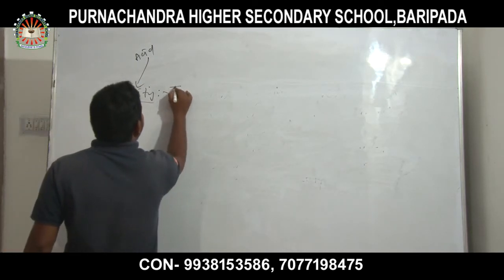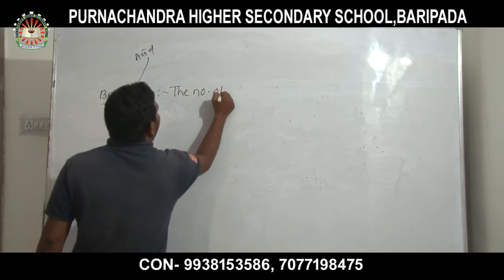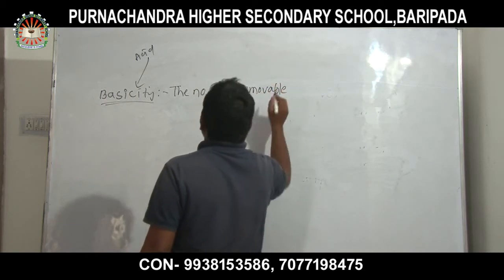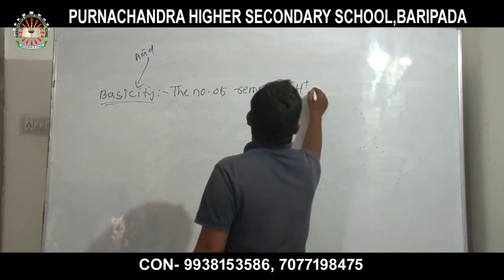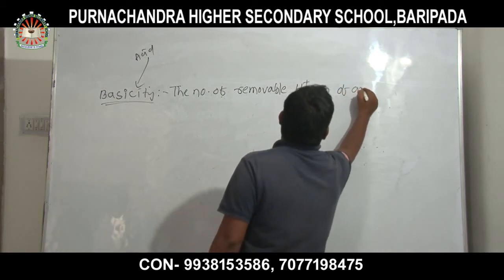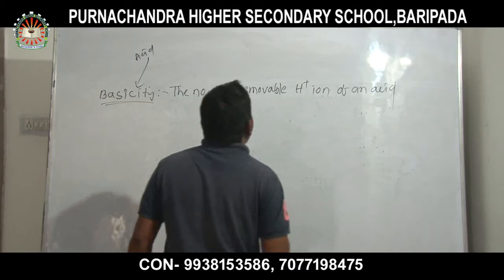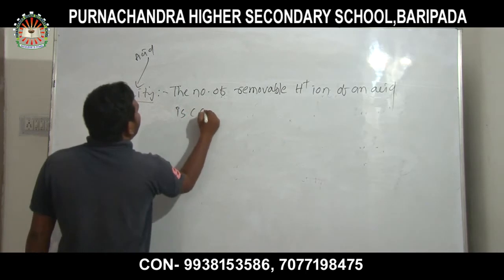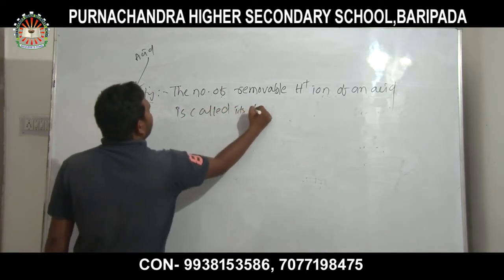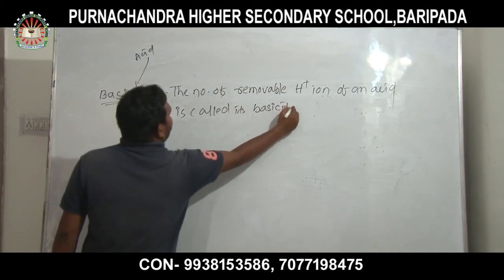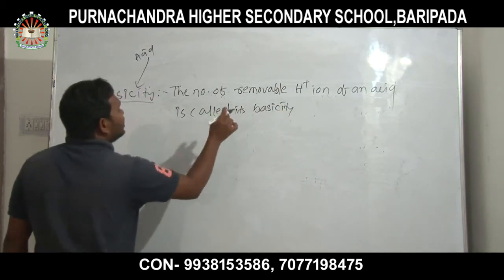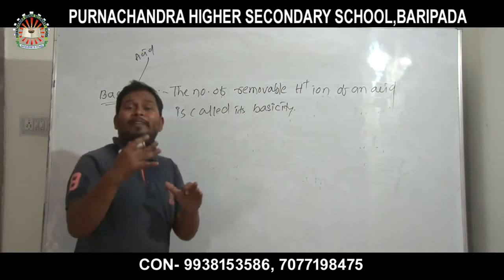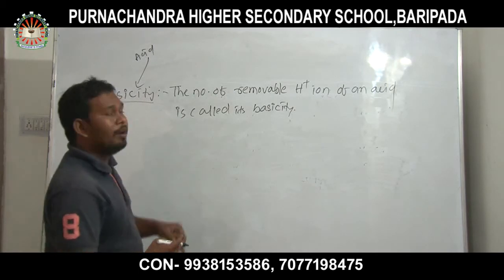The definition is: the number of removable H plus ions of an acid is called its basicity. So what is basicity? The number of removable or replaceable H plus ions of an acid is called basicity.